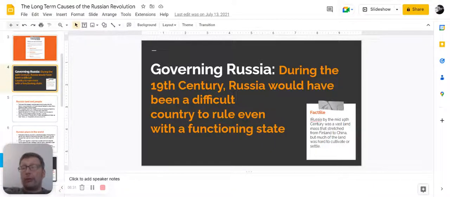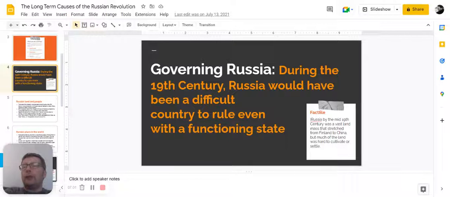It's often not safe to travel around Russia. There are bandits or other kinds of sources of violence on the roads. There are parts of Russia that the people in towns and cities, or particularly the government, virtually never visit, they have little knowledge of.